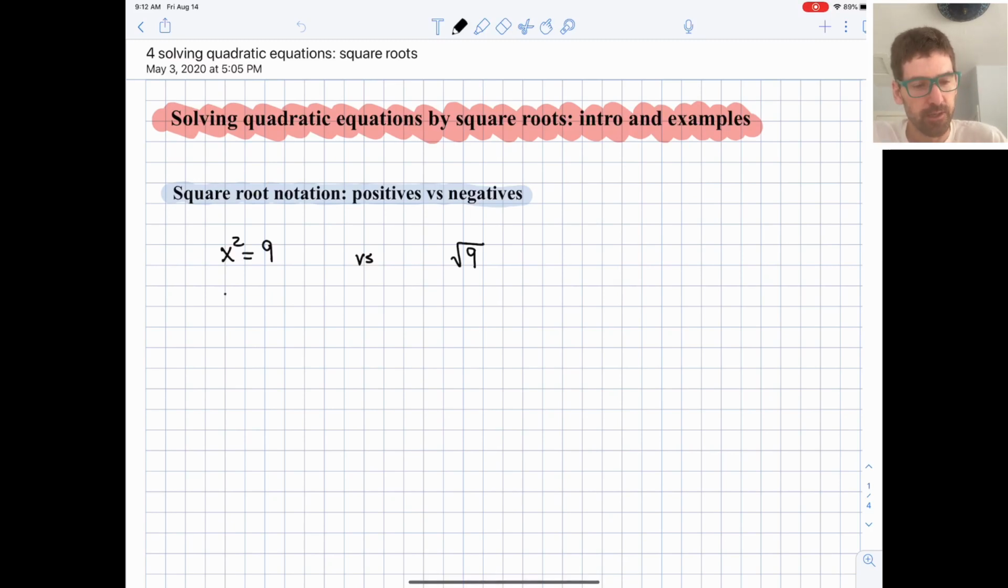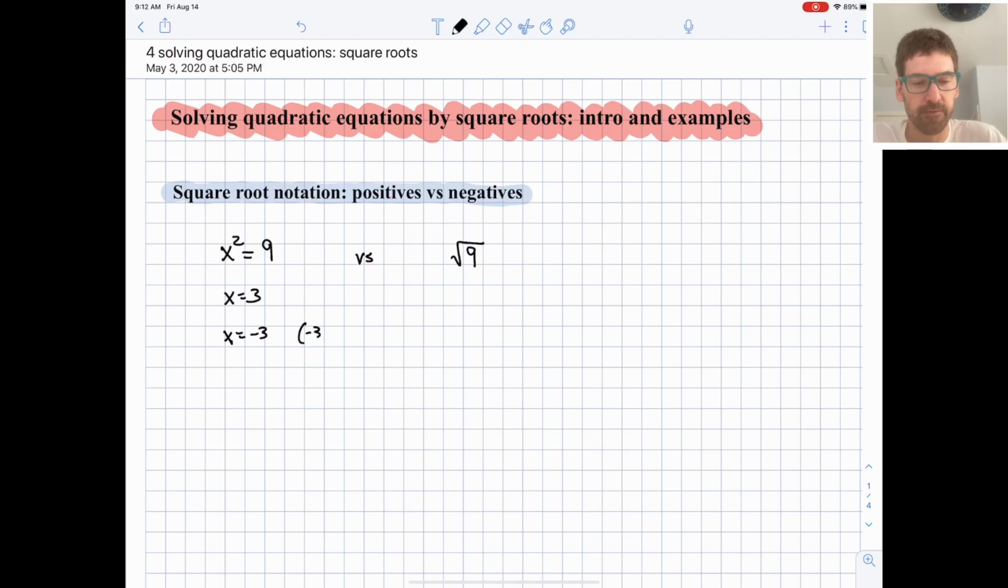x could be 3, because 3 squared is 9. x could also be negative 3, because negative 3 squared is 9. And so we might say that x equals plus or minus 3 as our solution there.